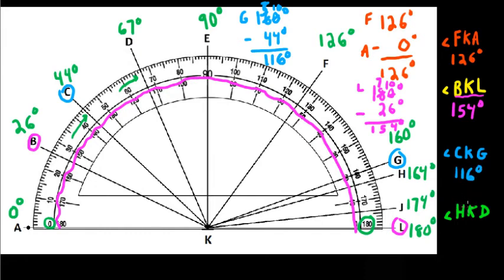Last we have angle HKD. Let's find H. H is right here, and D, which is right here. H is bigger, so we're going to do H first. H is 164 degrees, and D is 67 degrees.